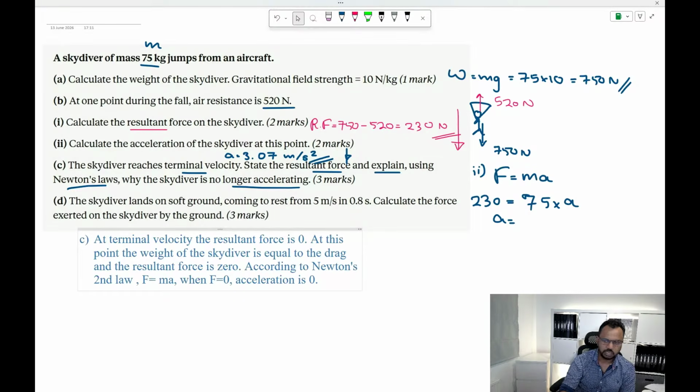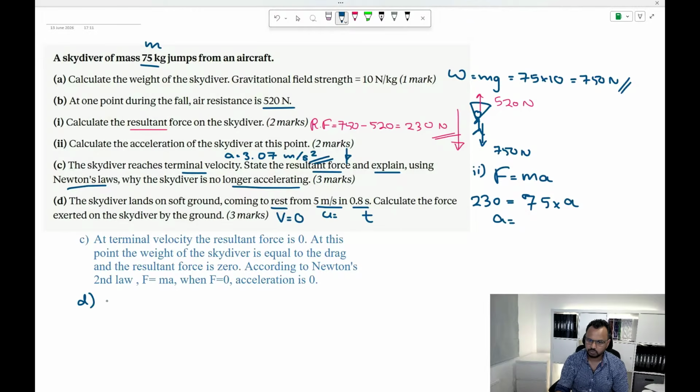Okay, that's the last part. Let's have a look at this one. The skydiver lands on soft ground, coming to rest. Which means final velocity is 0 from 5 meters per second, that is initial velocity, in 0.8 seconds. That is the time. Calculate the force exerted on the skydiver by the ground. Again, this can be done in two different ways, but I'm just going to do the obvious one first.